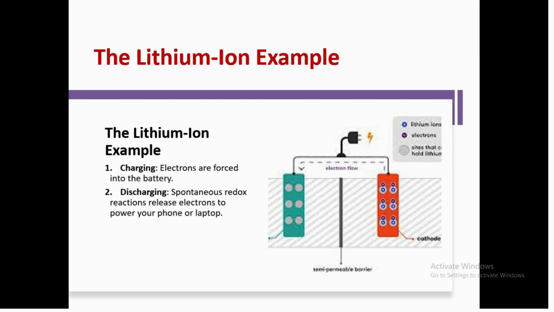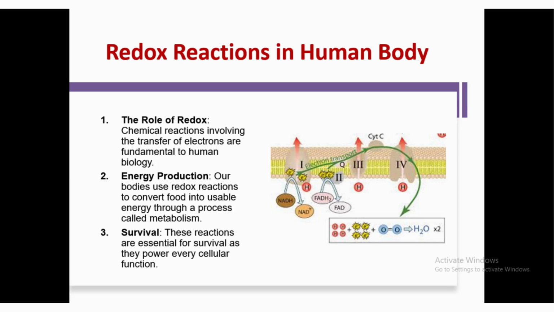There is a lithium ion example. For example, in lithium ion batteries, when charging, electrons are forced into the battery, and when discharging, a spontaneous redox reaction releases the electrons to power your phone or laptops.